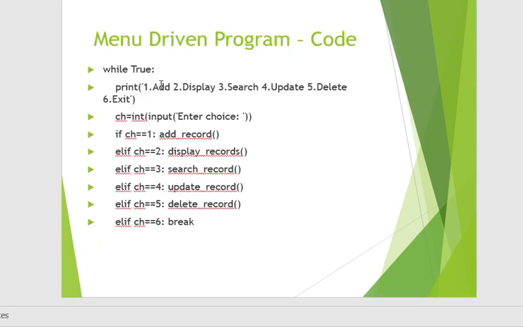The last option is the menu driven program. So while true, we will be having 1 for addition, 2 for displaying, 3 for searching the record, 4 for updating the record, 5 for deleting, and 6 for exit. The user has to enter a value from 1 to 6. Even if something else is entered, it is going to give you an error message. So we are taking the choice from the user. The user can enter any number.